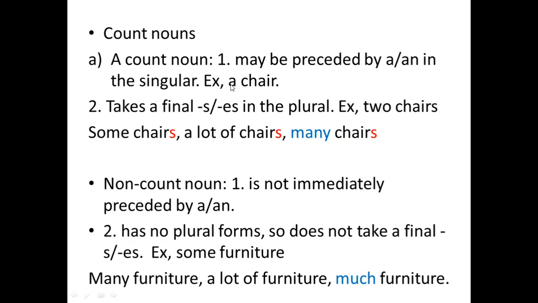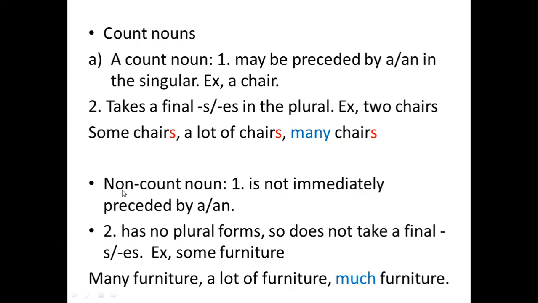Just like this, a chair, it is a countable noun, which means one chair, so a or an came before the countable noun chair, okay? The same for this. Count nouns take s or es in the plural. Chairs, 2 chairs, some chairs, a lot of chairs, okay? So it takes s or es based on the word, okay?